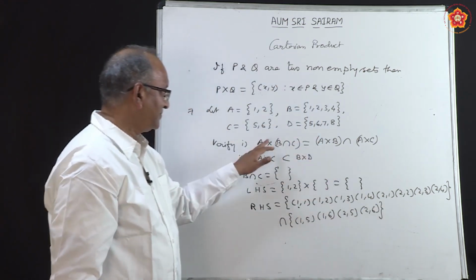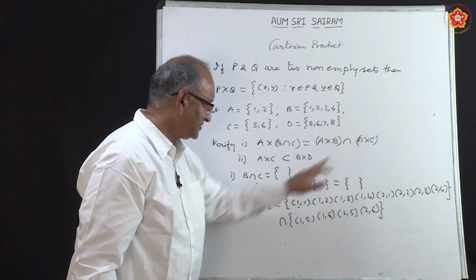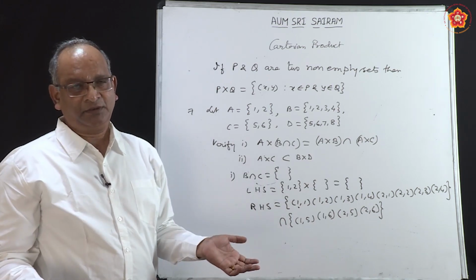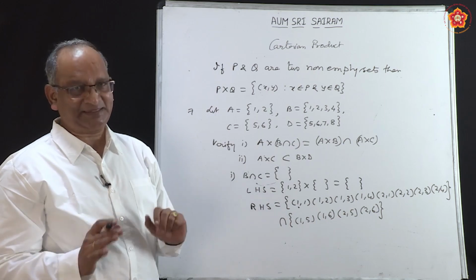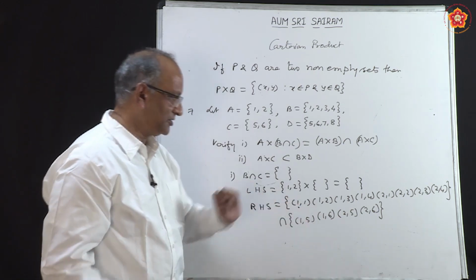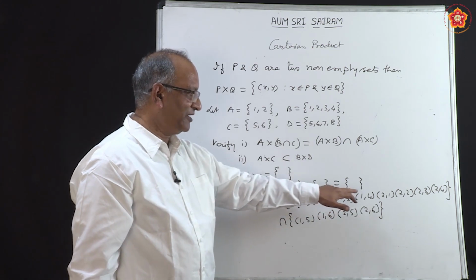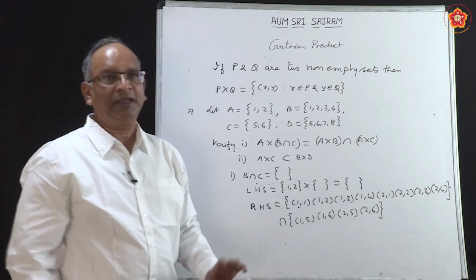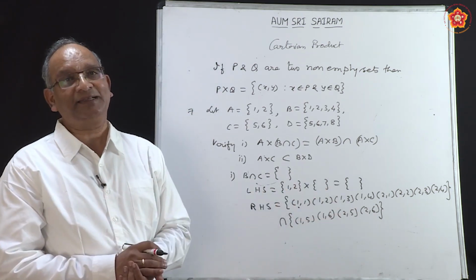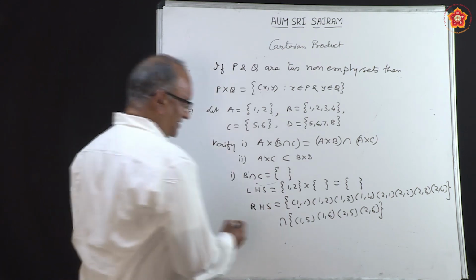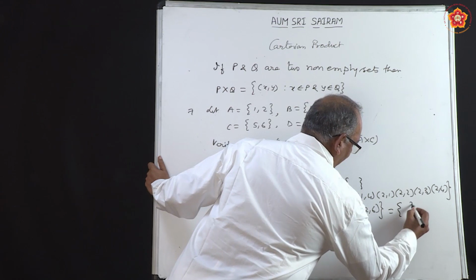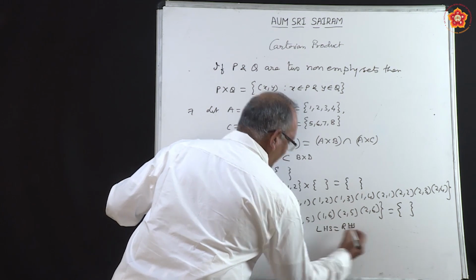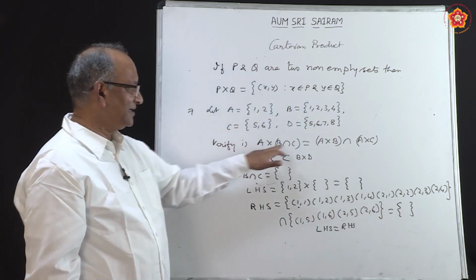The first one is A cross B, the second one is A cross C, and there is an intersection. Intersection means what? Common. So find out what the common pairs are between A cross B and A cross C. Here we have (1,1), (1,2), (1,3), (1,4), (2,1), (2,2), (2,3), (2,4), whereas here we have (1,5), (1,6), (2,5), (2,6). Again nothing is common because both are disjoint sets. So the intersection is again a null set, and we say the left hand side is equal to the right hand side. So the first result is verified.